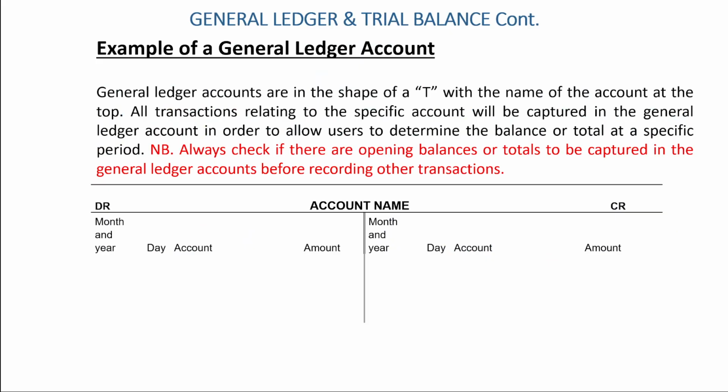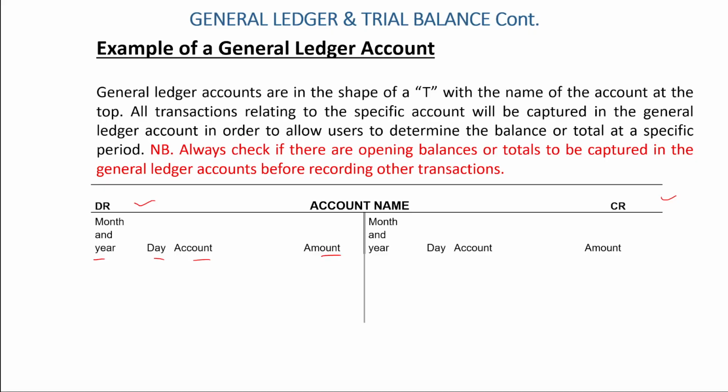So a T account, which we have mentioned, is where an account will be affected. There will be specific accounts affected during a normal transaction. Each and every account will have what we call the debit side, which is the left side, and the credit side, which is the right side. So when you record on your ledger account, you're going to record the month and the year of the transaction, and then the day, and after that the account that is affected, which is the other account, and then the amount.